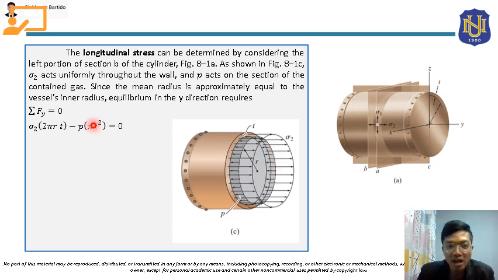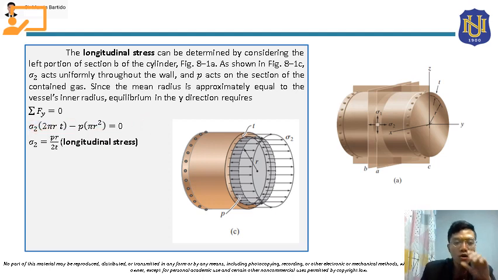So that will be pi r squared, so this will be equal to 0. So solving for sigma 2, or the longitudinal stress, we just transpose it on the other side and solve for sigma 2 by dividing both sides by 2 pi rt. Okay, so by doing that, pi will be cancelled, right? And then one r here will be cancelled, and then this r will be cancelled.